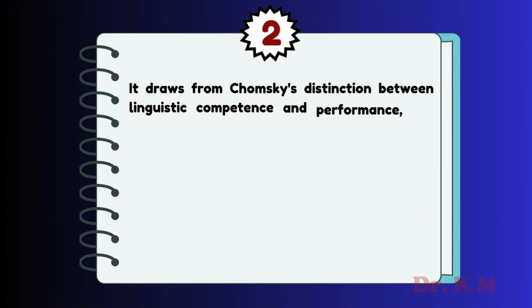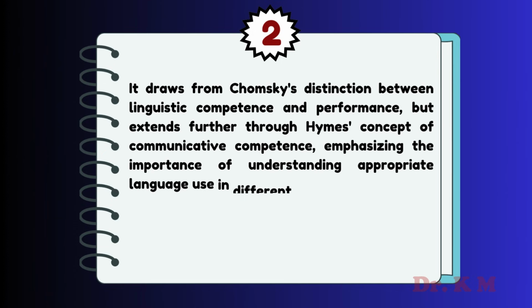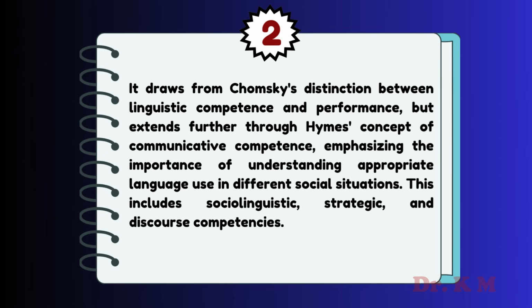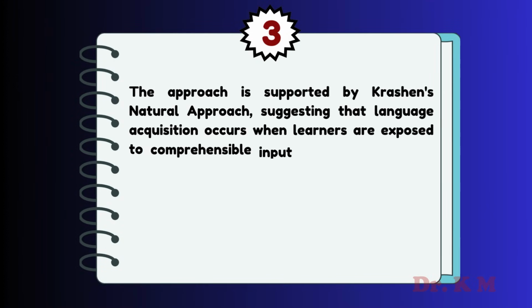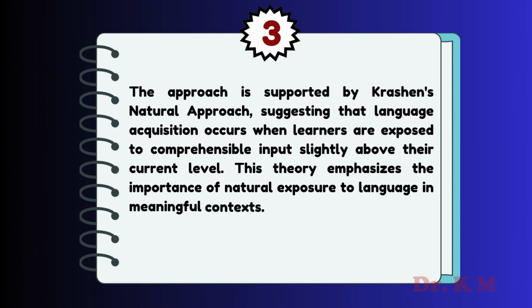2. It draws from Chomsky's distinction between linguistic competence and performance, but extends further through Hymes's concept of communicative competence, emphasizing the importance of understanding appropriate language use in different social situations. This includes sociolinguistic, strategic, and discourse competencies. 3. The approach is supported by Krashen's natural approach, suggesting that language acquisition occurs when learners are exposed to comprehensible input slightly above their current level. This theory emphasizes the importance of natural exposure to language in meaningful contexts.